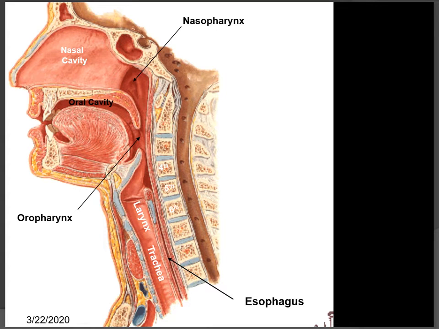The pharynx is divided into three parts: the nasopharynx behind the nose, the oropharynx behind the oral cavity, and the laryngopharynx behind the larynx.